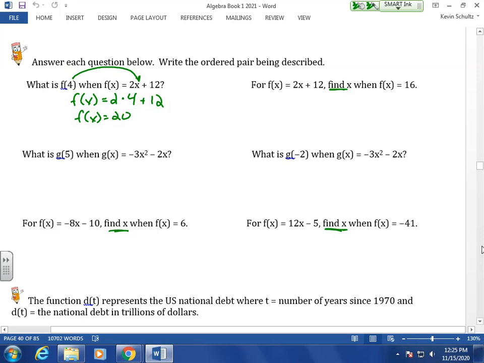The ordered pair here says, write the ordered pair being described. X was 4, that's what we plugged in. The value of the function, what we got out of it, 20. Okay, x, y. What is g of 5?